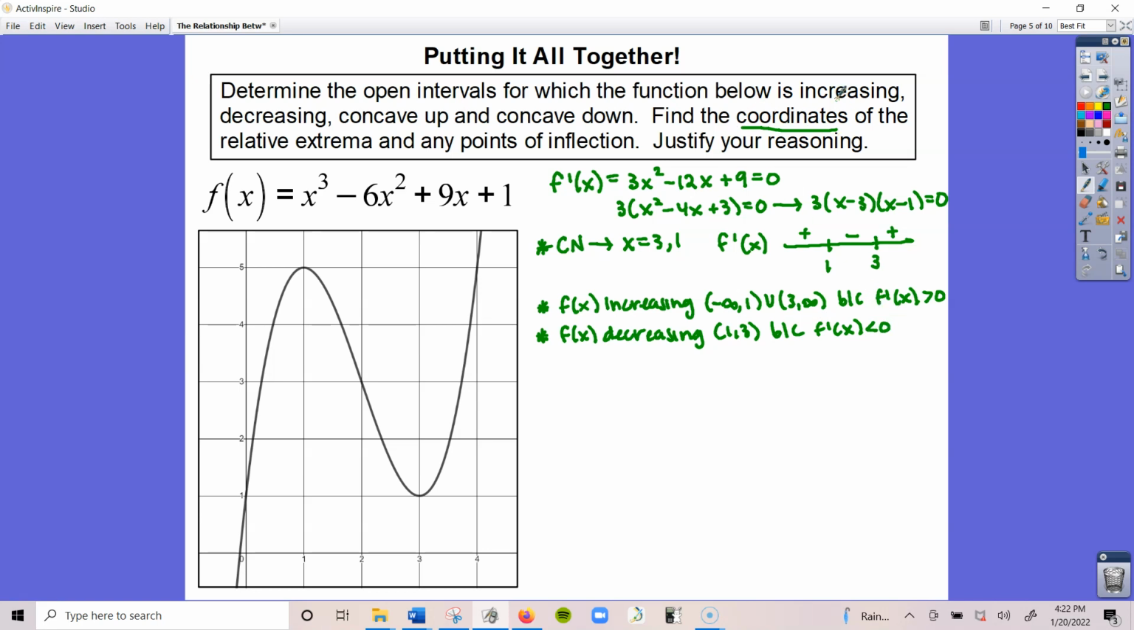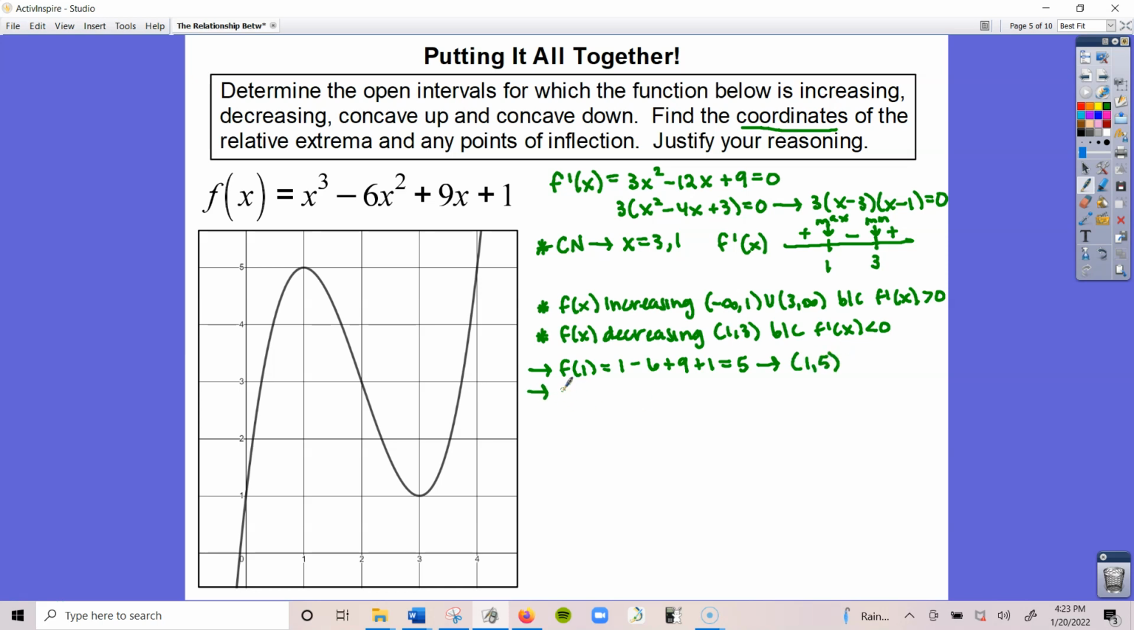Now, it said here coordinates of any relative extrema. We have here, this one is a maximum, because it changes from positive to negative, and then this one is a minimum, because it changes from negative to positive. So we need to know what are the y values for that coordinate. So we're going to take that x is equal to 1, and we're going to plug it in to the original function. So let's go ahead and do that. f of 1. This is going to be 1 to the third, which is 1, minus 6 times 1 squared, which is 6, plus 9 times 1, plus 1. 1 minus 6 is negative 5, plus 9 is 4, plus 1 is 5. So we have the coordinate here of 1, 5.